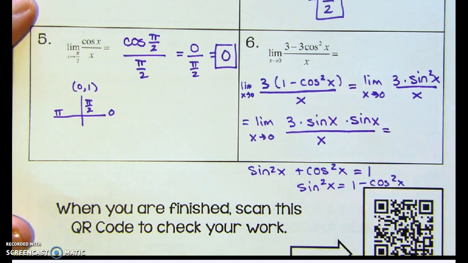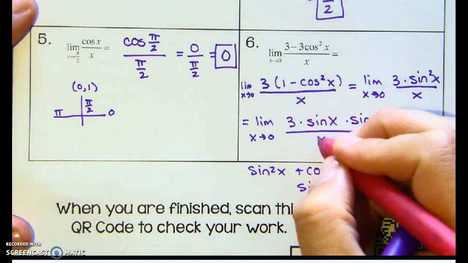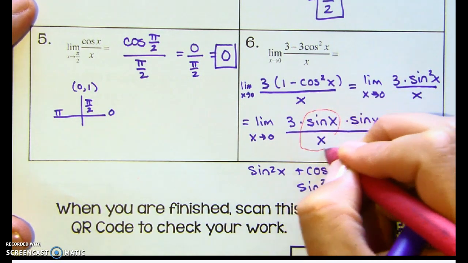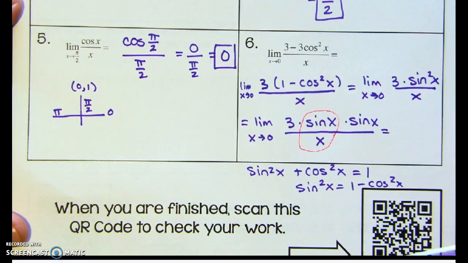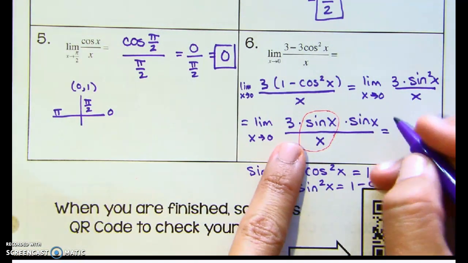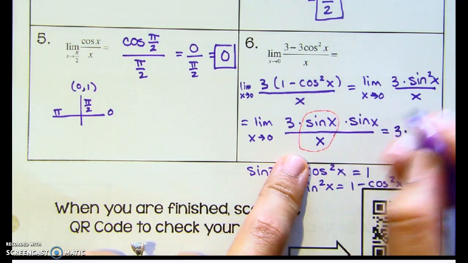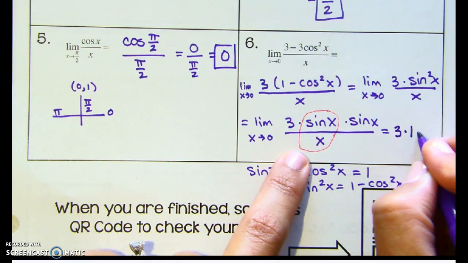Why, you ask? Well, because we can't plug in 0 because that's a 0 in the denominator. But what's the limit of this? Do you see how we created that? We created a sine x over x. So the limit of that is, well, let's start at the beginning. Limit of 3, 3. Limit of sine x over x is 1.